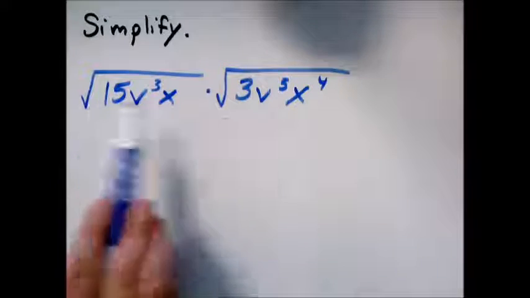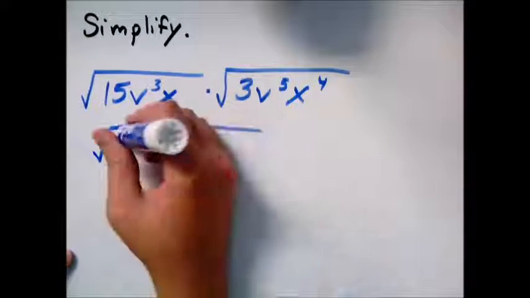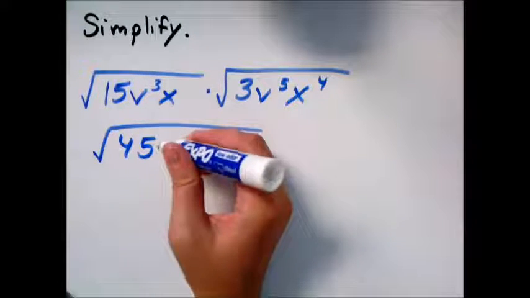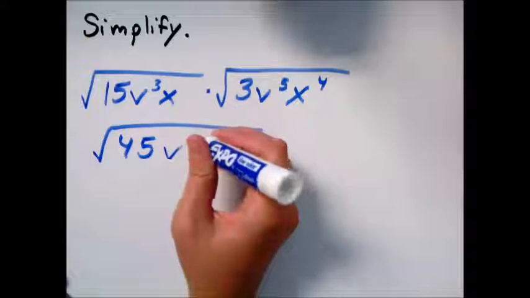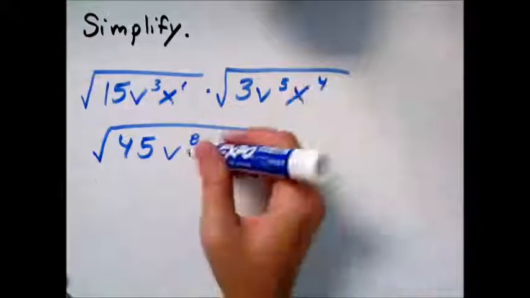Also situations like 15 and 3, can't reduce those. But notice if I start combining this all under one root, 15 times 3 is 45, maybe I can reduce that as a square root, simplify it more. So v to the 8th, right, v to the 3rd times v to the 5th, and then x to the 1st times x to the 4th.